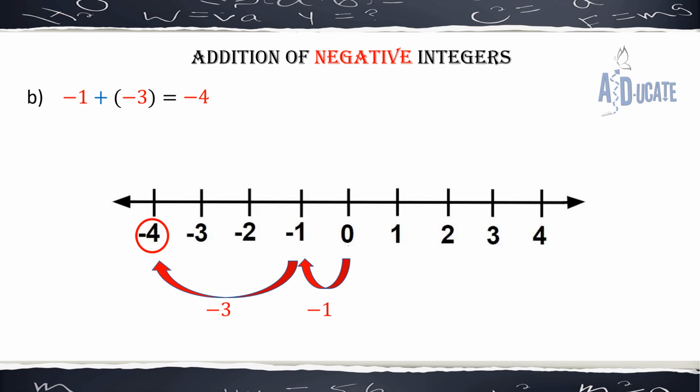So once we are adding negatives, our answer or solution or sum will actually be more negative than the individual addends.